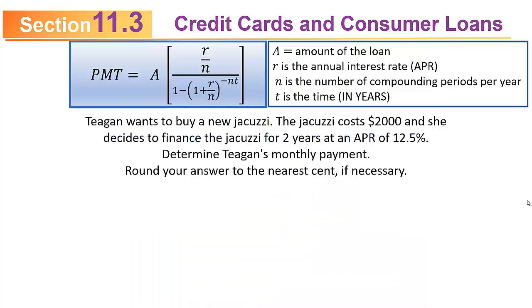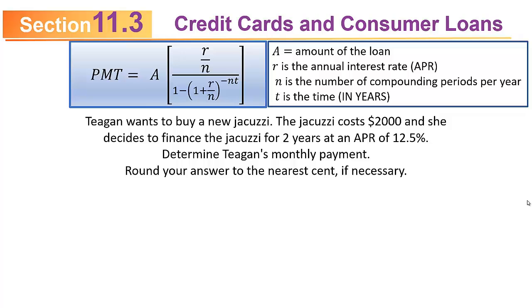Let's take a simple example. Tegan wants to buy a new jacuzzi. The jacuzzi costs $2,000, and she decides to finance the jacuzzi for 2 years at an APR of 12.5%. Determine Tegan's monthly payment and round your answer to the nearest cent if necessary.